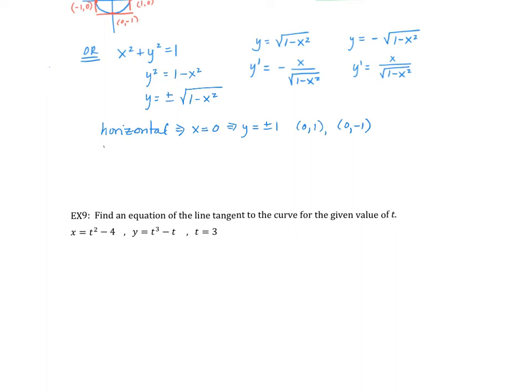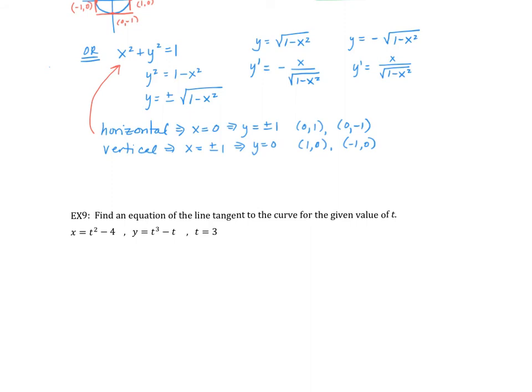Now, if we're looking at vertical tangent lines, that means the derivative is undefined. So that means 1 minus x squared has to be equal to 0, which means that x has to be plus or minus 1. If x is equal to plus or minus 1, then the y value is 0, right? I'm putting it back into the equation to find the corresponding x or y value. And that gives me (1, 0) and (negative 1, 0), which is exactly what I expected to find.